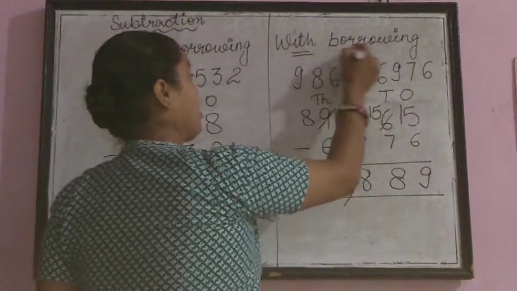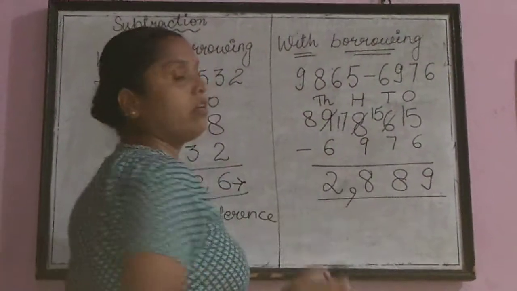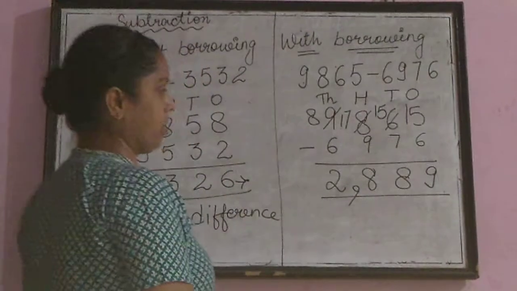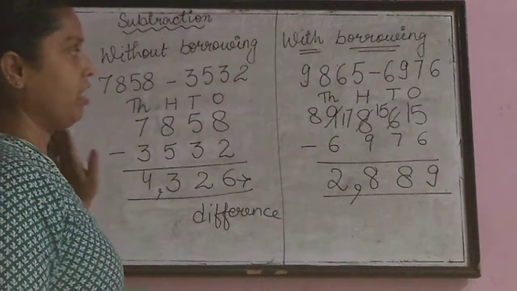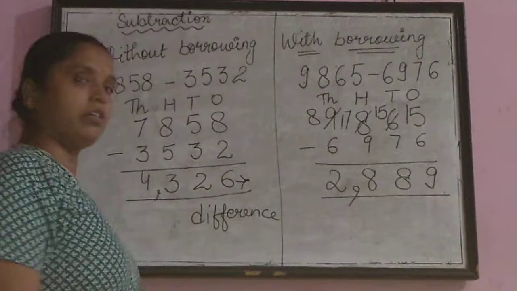On the basis of this explanation, children, do the solution with more than 2 or 3 questions daily. Then only you will be able to solve it. By looking at this, children, I hope the with borrowing and without borrowing process is clear.